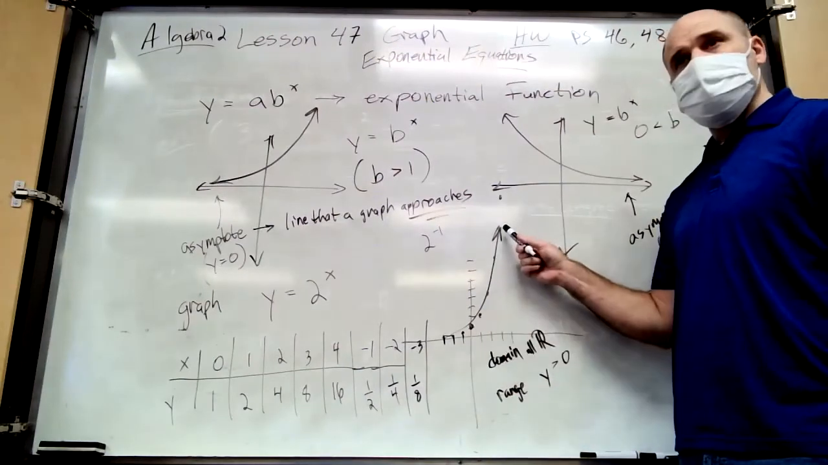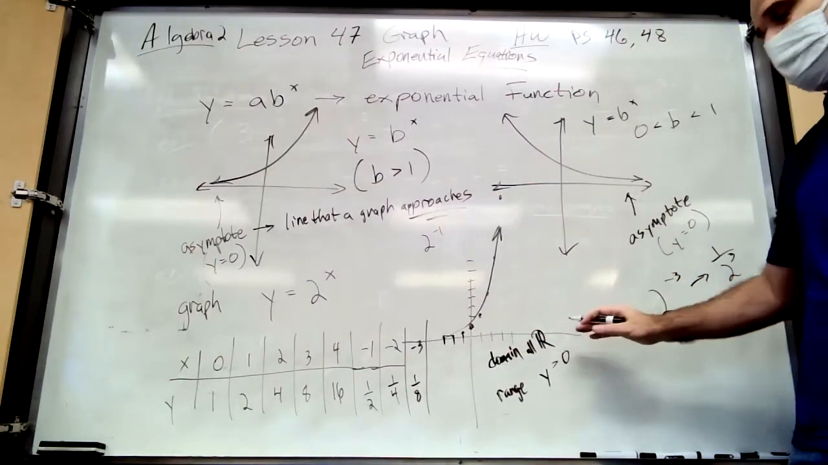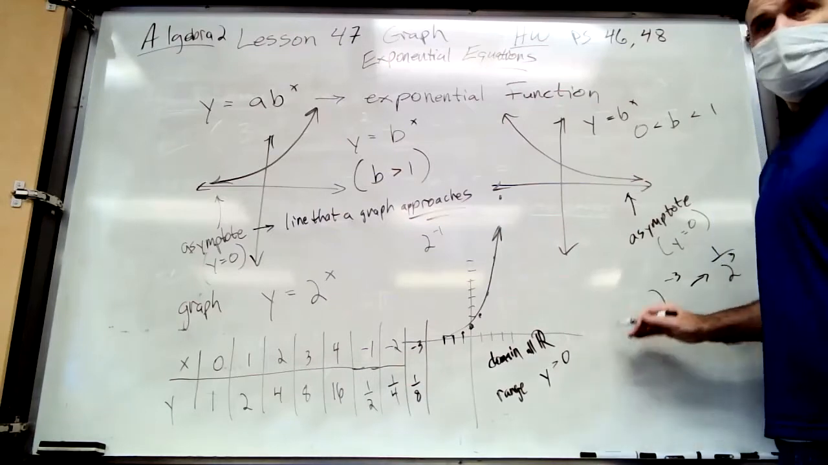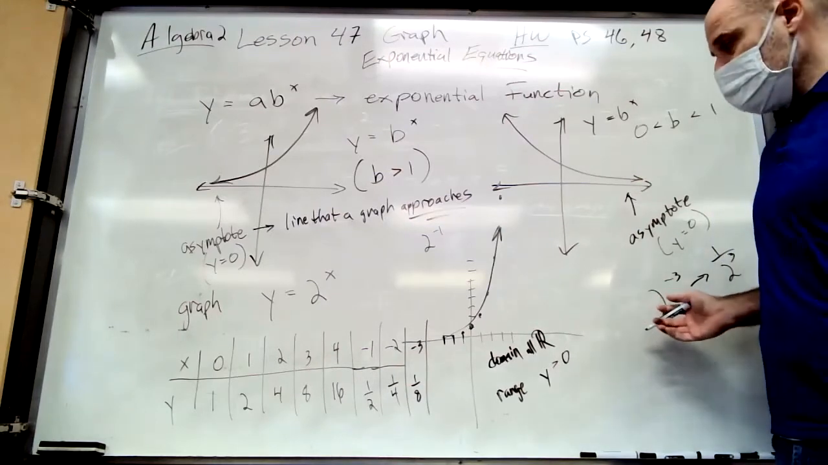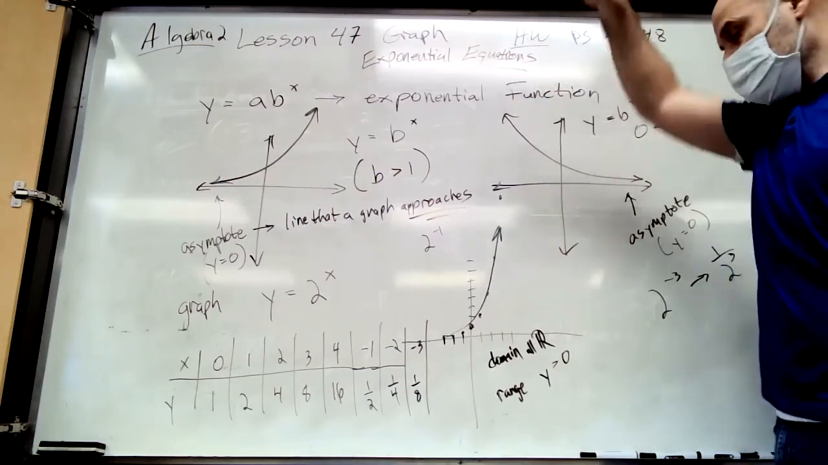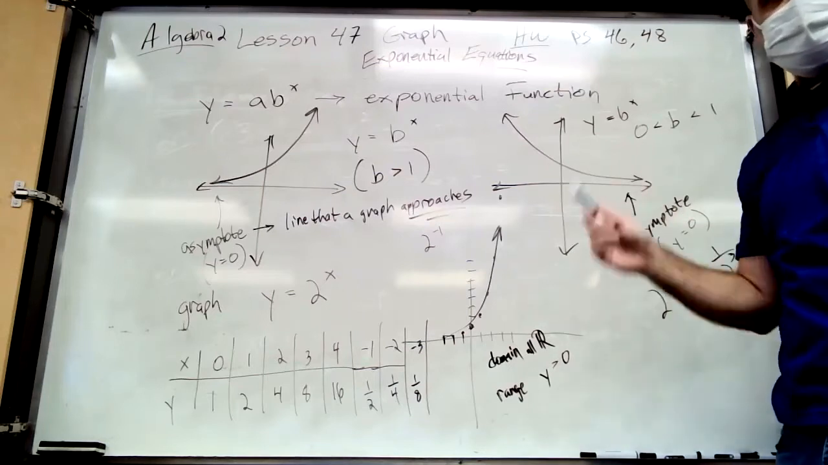Over here? No, because you can keep selecting. Your x's, your domain, is what you put into the function. You can select infinite, you can select 1,000,000. It's going to be really high, right? But you can select any x value you want. There's no limit to your x values.